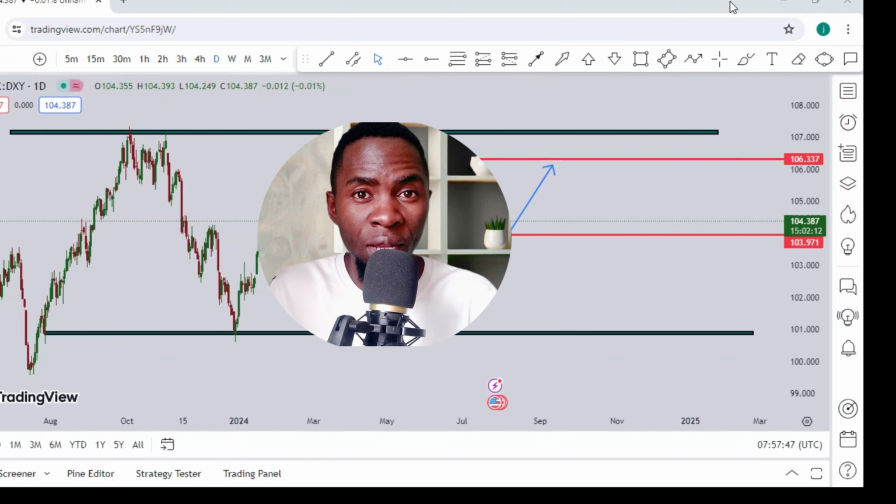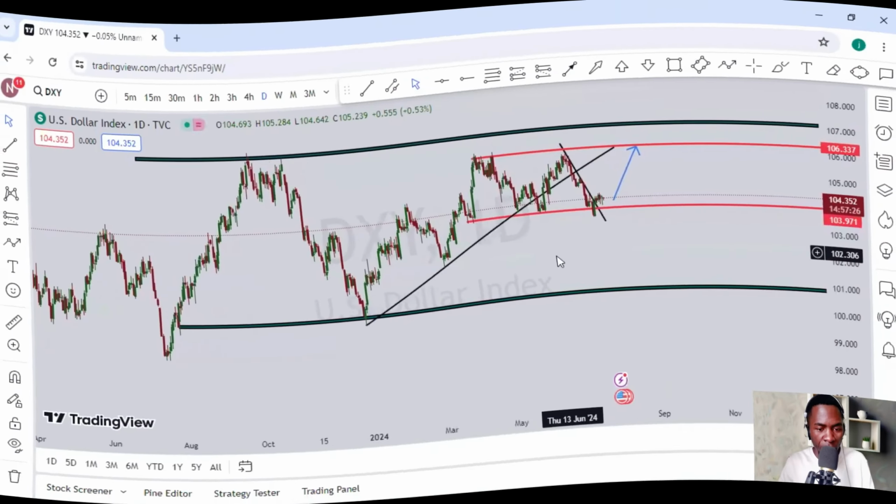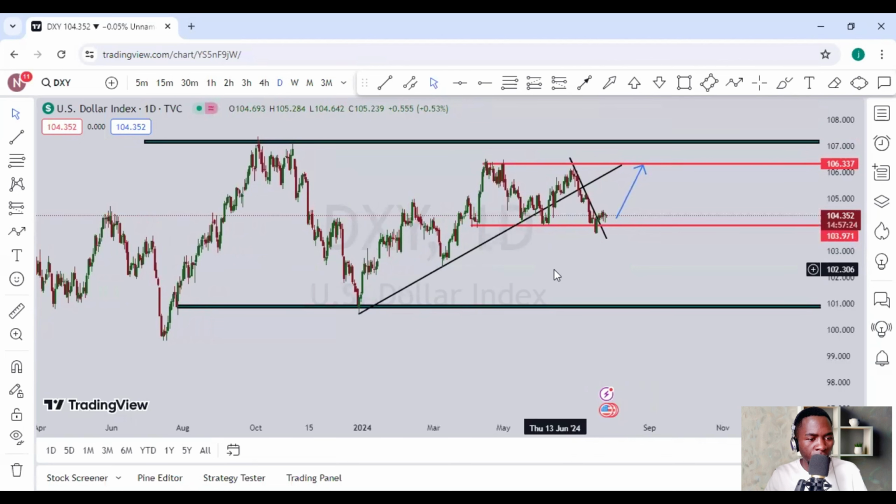So, as usual, we are going to do some analysis on a couple of pairs. And above all, this week we have a lot to discuss and a lot to analyze. So, let's go back to the chart. We are going to start with the DXY on a daily time frame.